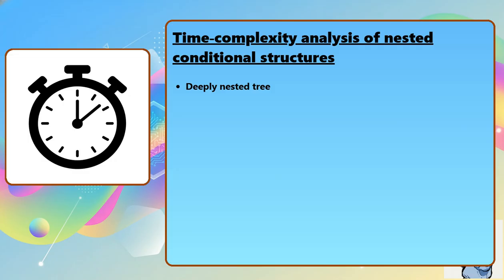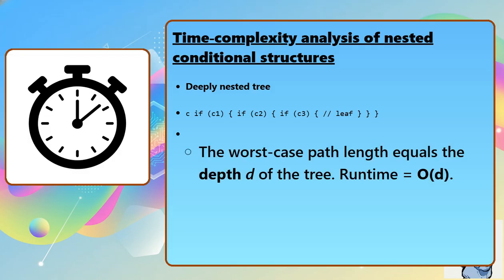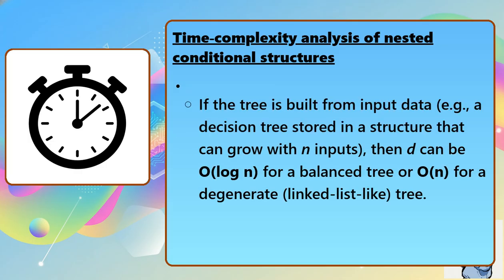Deeply nested tree: if C1 then, if C2 then, if C3 then leaf. The worst-case path length equals the depth d of the tree. Runtime equals O(d). If the tree is built from input data, for example a decision tree stored in a structure that can grow with n inputs, then d can be O(log n) for a balanced tree or O(n) for a degenerate linked-list-like tree.